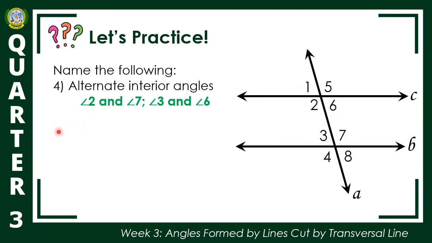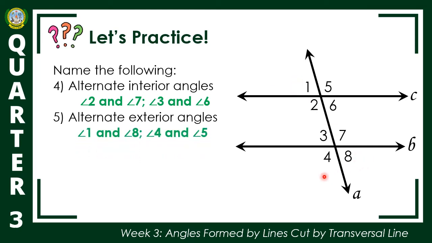Next po ay alternate exterior angles. So, these are exterior angles that lie on opposite side of the transversal line. Of course, non-adjacent din sila. Meaning, ang partner po ng angle 1 is angle 8 at ang partner ng angle 4 is angle 5.